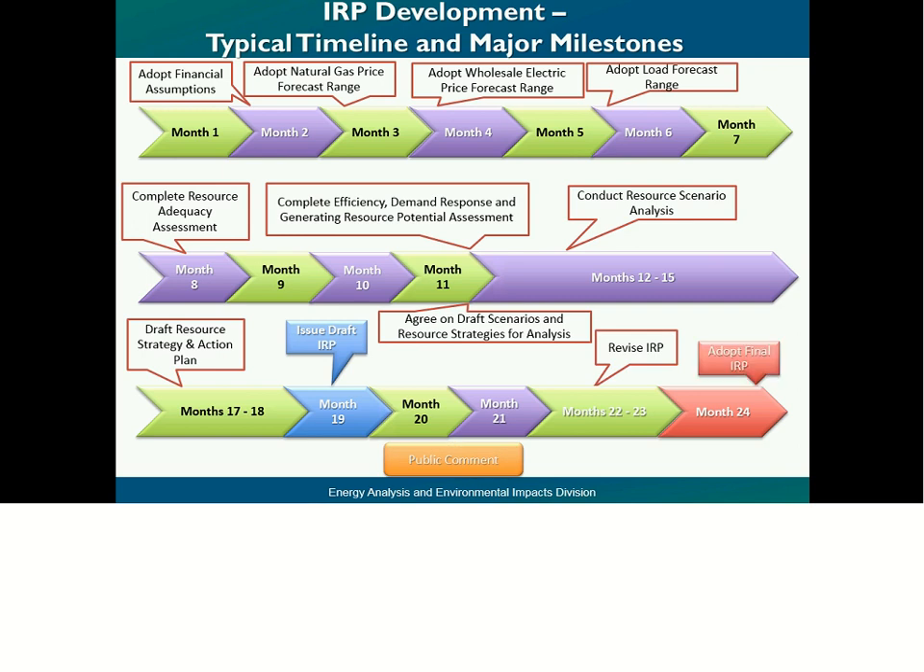I just wanted to ask a question about the 800 futures. Are those all of the different combinations that you can make of fuel price forecast, wholesale price forecast, load forecast, or how are those 800 futures constructed?